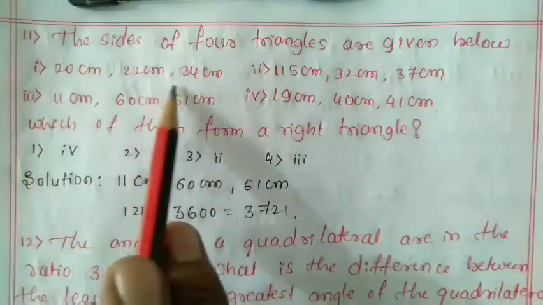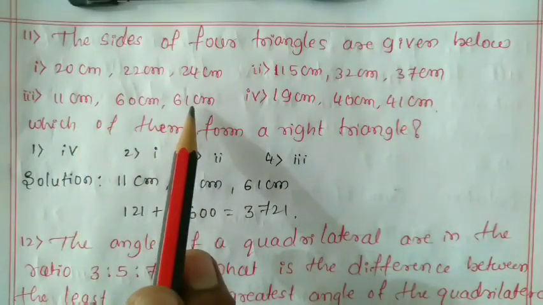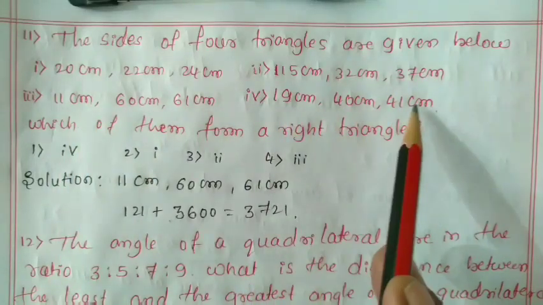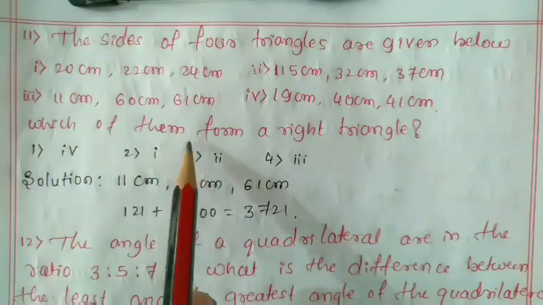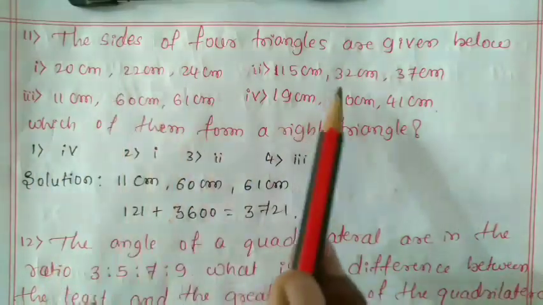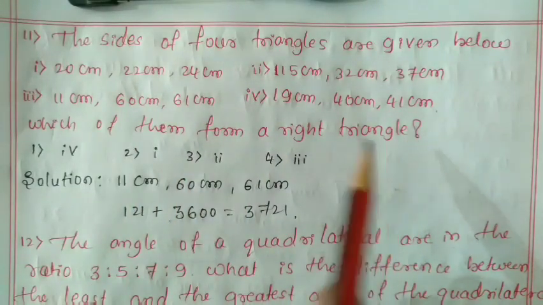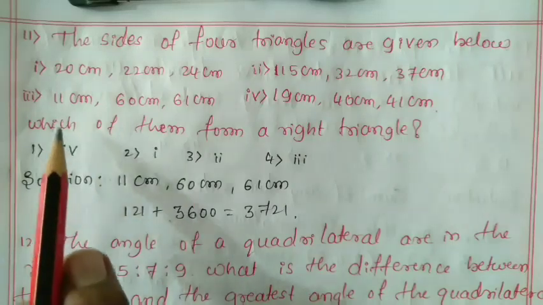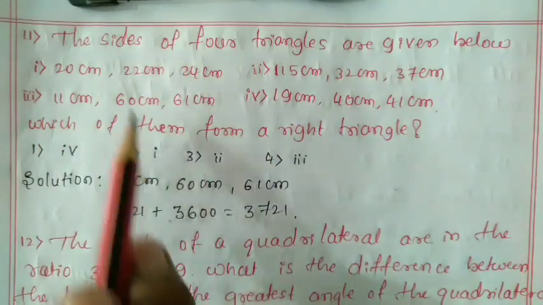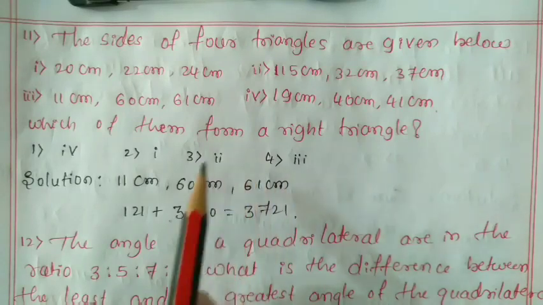Sides of four triangles are given. This is the first triangle's sides, this is the second triangle's sides, the third triangle's sides, and the fourth triangle's sides. Which of them form a right triangle? This is the question. The options are: first one, fourth one, or first one, or second one, or third one.